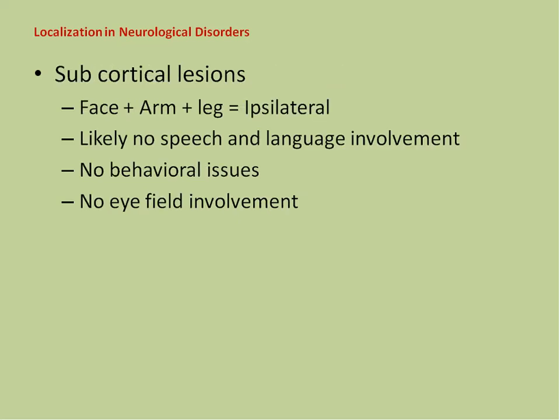Move on further down, subcortical lesion. Subcortical lesion means you leave the gray matter, coming down to white matter and other structures such as basal ganglia, internal capsule, and caudate. In such cases, you will see face, arm, and leg ipsilateral, but you may not see speech or language involvement. And mostly, you may not see any behavioral issues or frontal eye field problems.